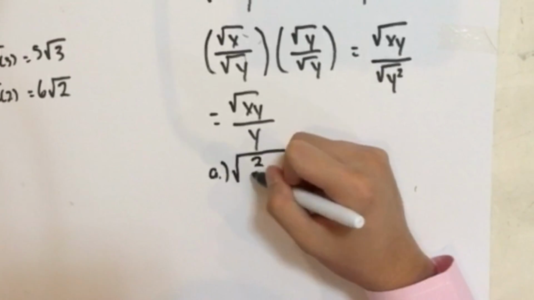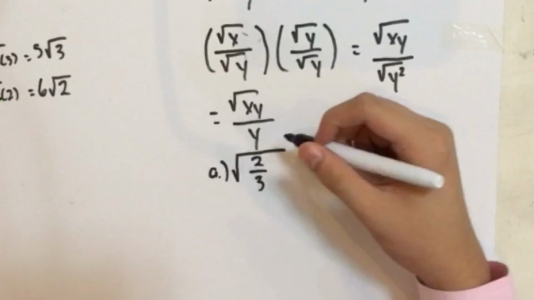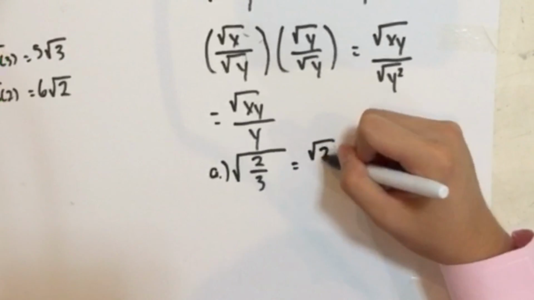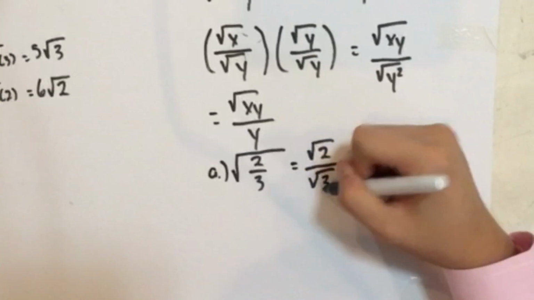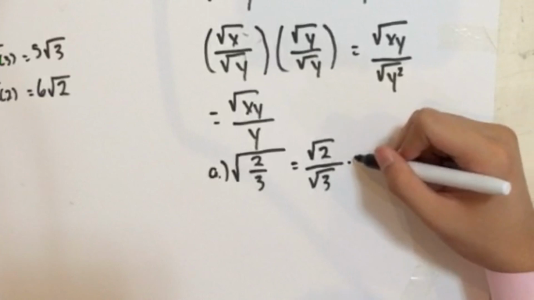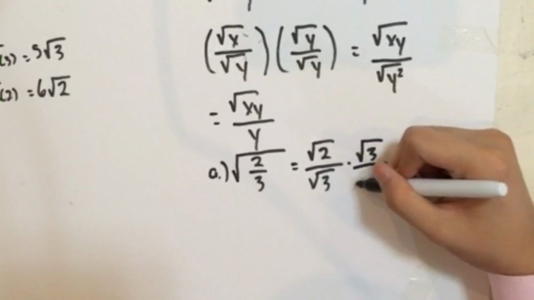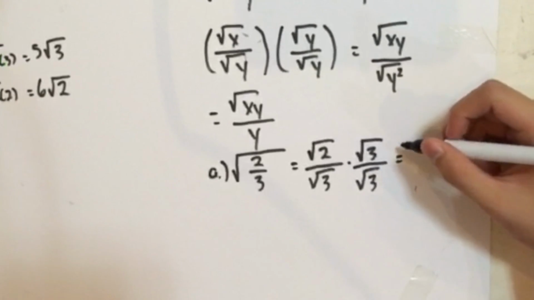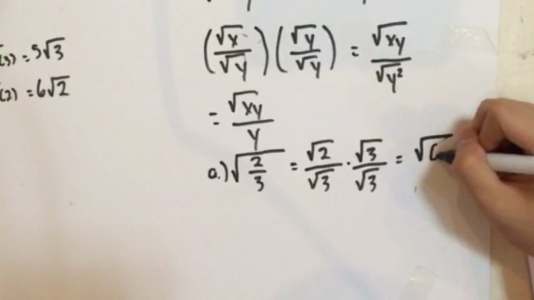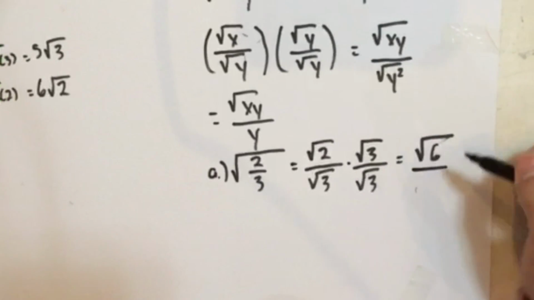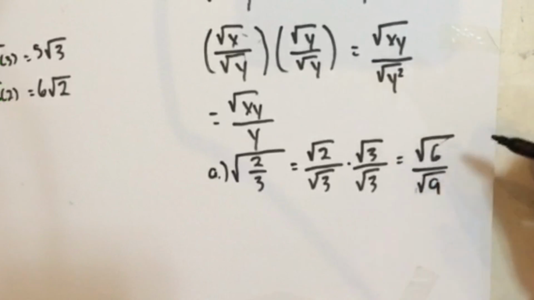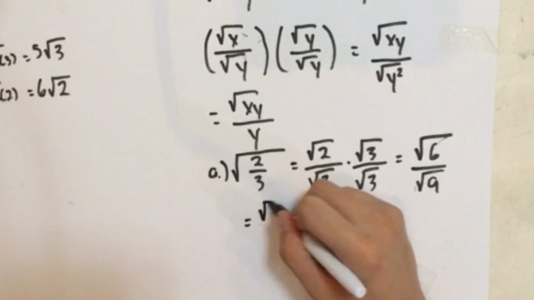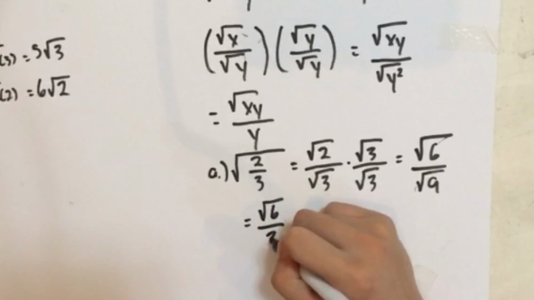One example is square root of 2 over 3. It is equal to square root of 2 over square root of 3 multiplied by square root of 3 over square root of 3 to get the final answer of square root of 6 over square root of 9, and it's equal to square root of 6 over 3.